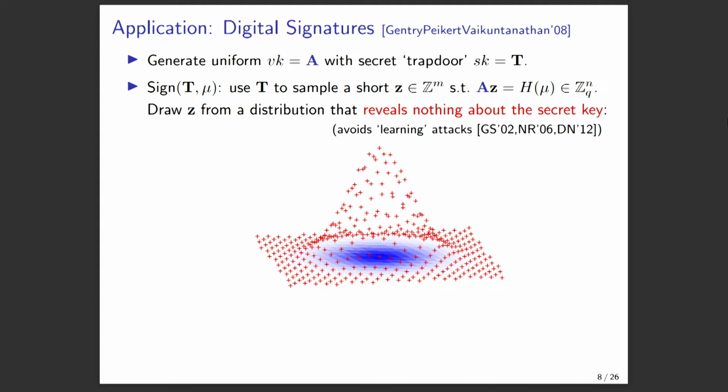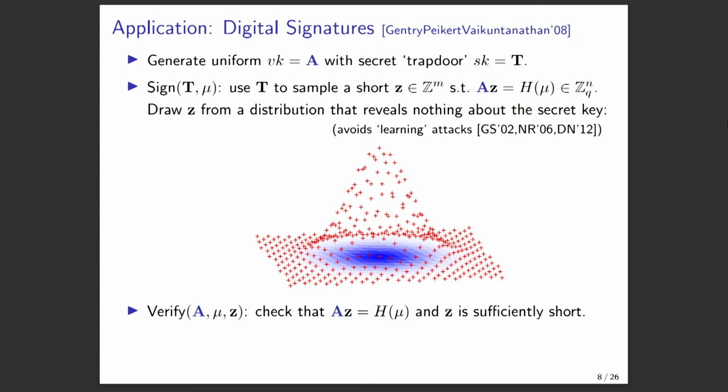Okay, so how does one verify a signature? So Bob has Alice's public key. He has a message that Alice has supposedly signed, and he wants to check that Alice really did sign it. So to verify, we have the public key, the message, and a purported signature. All we have to do is check this equation. We just check that Az is the hash of the message. And then we'll also check that z is sufficiently short.